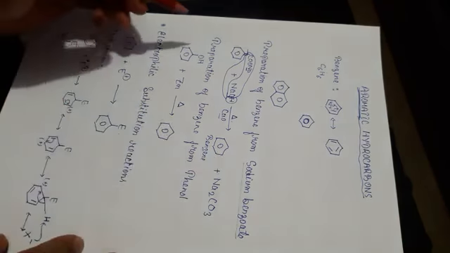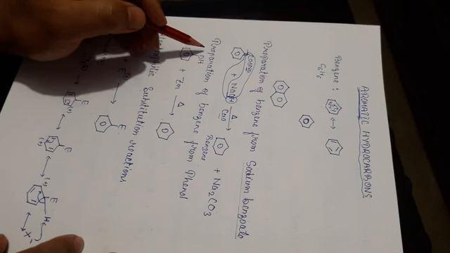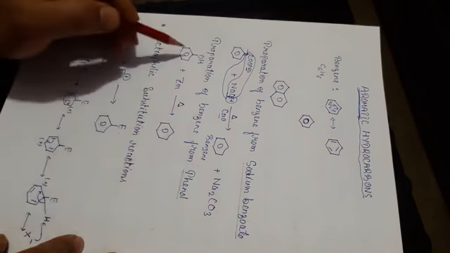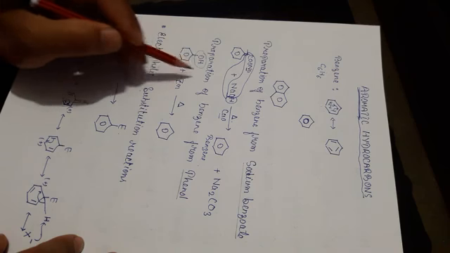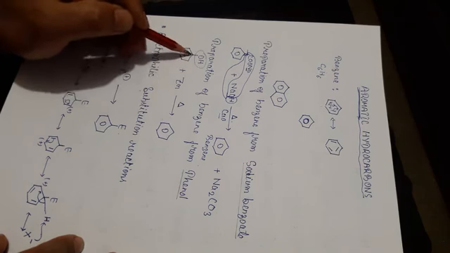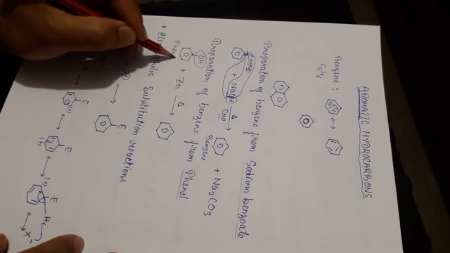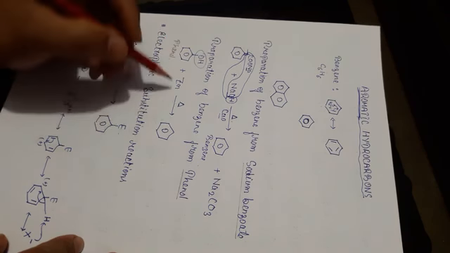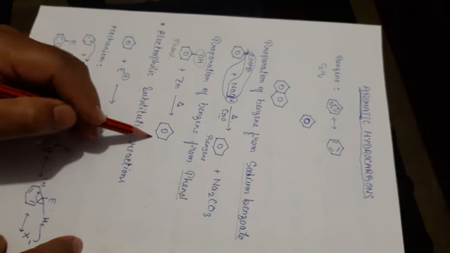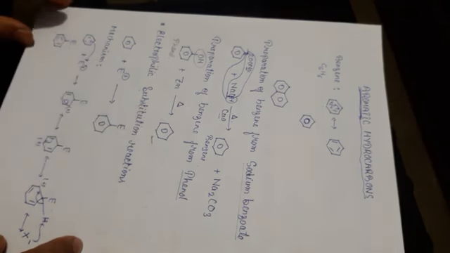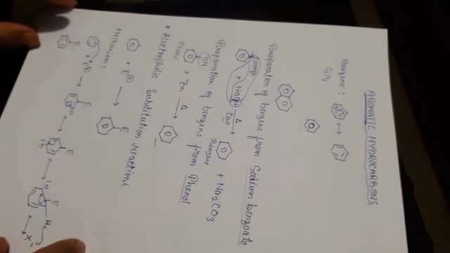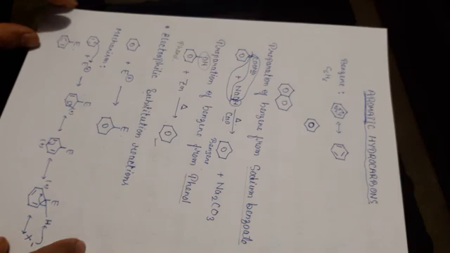The next method for the preparation of benzene is from phenol. Phenol is a benzene ring along with OH. Whenever OH is present in a benzene ring, its name is phenol. So phenol, when treated with zinc and heated, what will happen? We get benzene. So these two reactions we have to learn properly. These are the 2 ways in which we prepare benzene.